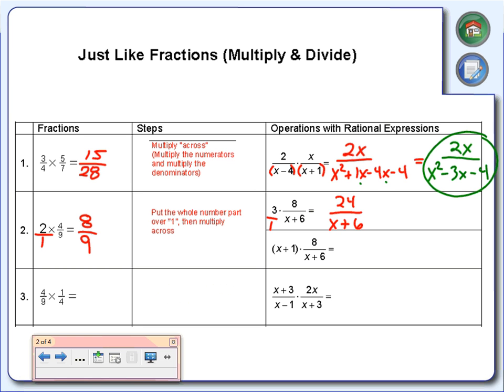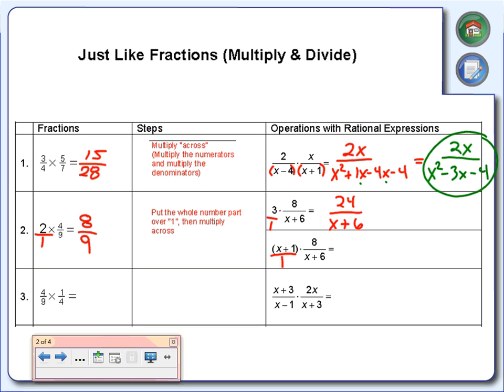They give us another example here, very similar. This time we have x plus 1. Notice x plus 1 is not a fraction, so we're going to turn it into a fraction. How do I turn it into a fraction? Simply by putting a 1 underneath. Now it's a fraction. It's a rational expression.